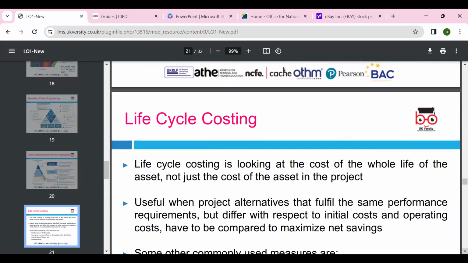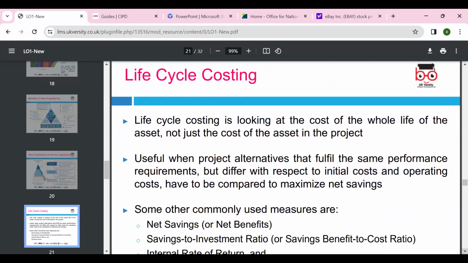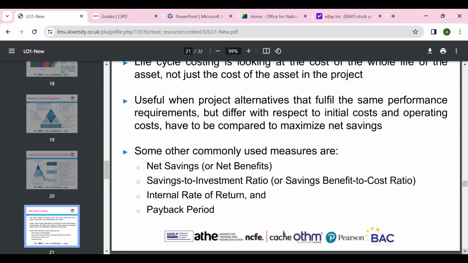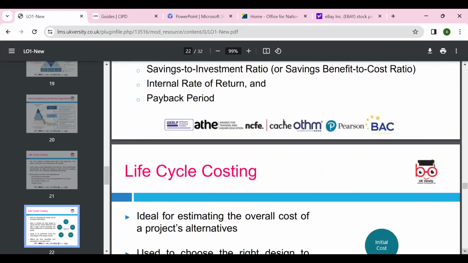And life cycle costing is the costing over the product's whole life, so the cost of an asset is not just the cost of the asset in the project. It is useful when project alternatives fulfill the same performance requirement but differ in initial cost and operating cost, and we compare them to maximize net savings. Some other common measures are net savings and net benefits, so we can do cost benefit analysis, cost benefit ratios, internal rate of return, payback period, and net present value. These are investment appraisal methods that can be used.